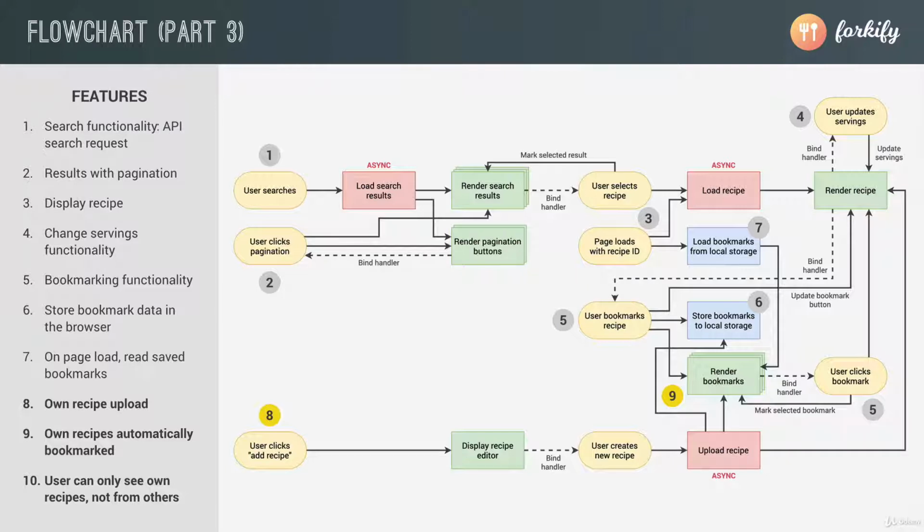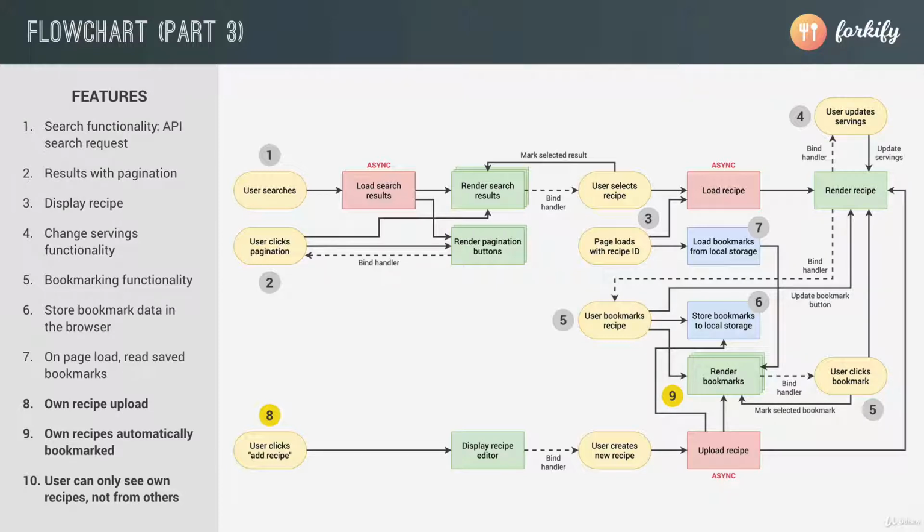so here in this diagram, that means when the user creates a new recipe, then of course we want to asynchronously upload that recipe to the API, and we will also want to render that recipe and also add it to the user's bookmarks. And so that is feature number 9 here in our feature list. So basically that all our own recipes are automatically bookmarked.